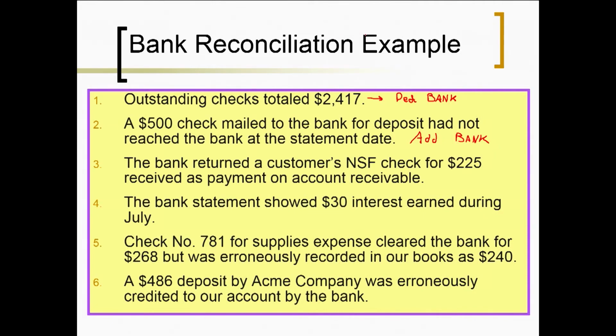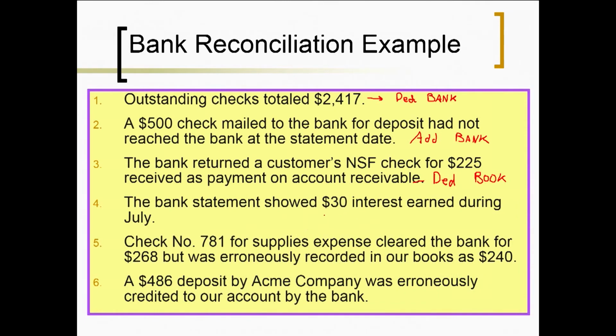When the bank finds out about that deposit, they're going to add it to our balance, right? Okay. The bank returned a customer's NSF check for $225 received as payment on accounts receivable. So what we're going to do is deduct this from the book side, right? We had added that $225 when we made that deposit because we assumed it was going to clear, and it didn't, did it? Okay, so that's a deduction, a reconciling item on the book side that we deduct.